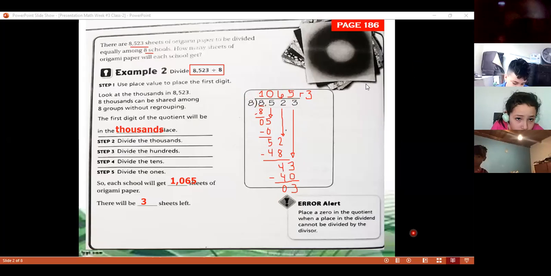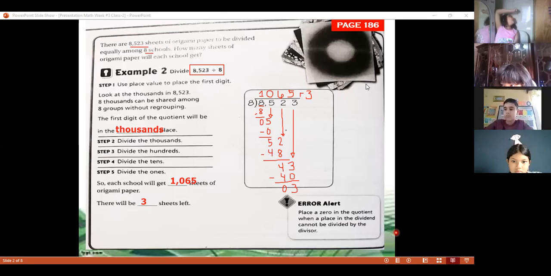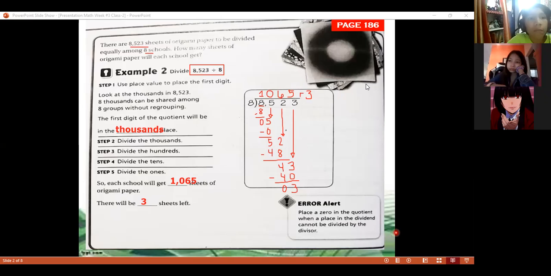Yes? Finish copying this, class. Finish copying the exercise. Yeah, I finished. Yes, yes, yes. Okay, let's go to the next slide.